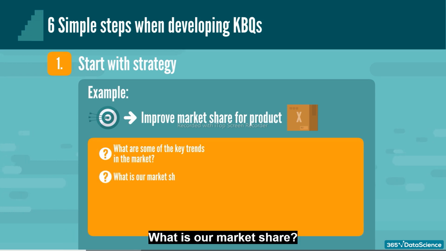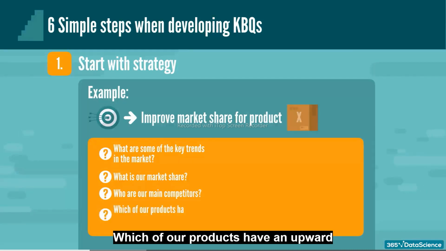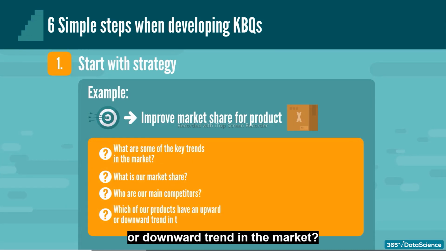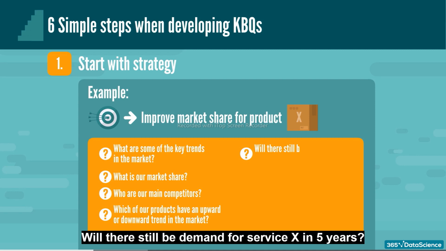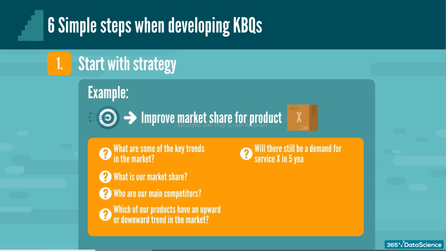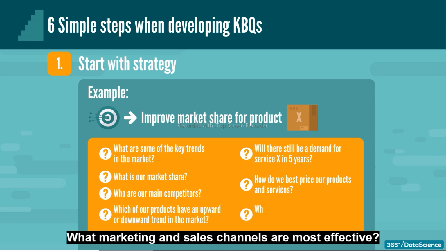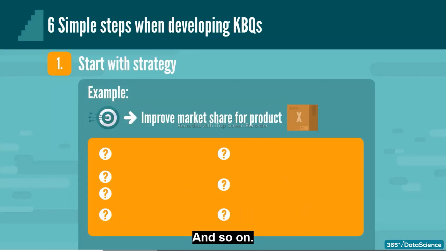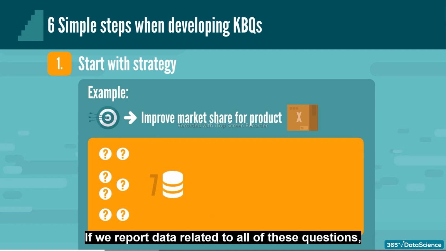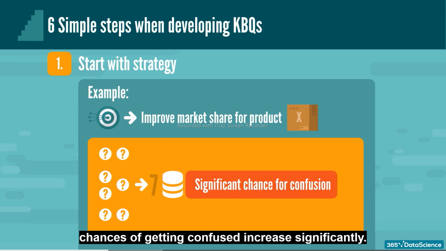What is our market share? Who are our main competitors? Which of our products have an upward or downward trend in the market? Will there still be demand for service X in 5 years? How do we best price our products and services? What marketing and sales channels are most effective? And so on. If we report data related to all of these questions, chances of getting confused increase significantly.